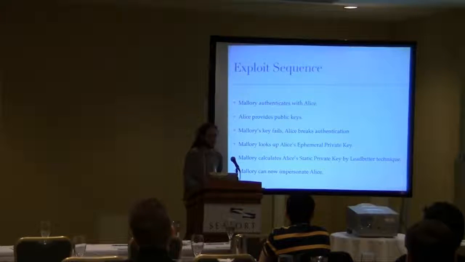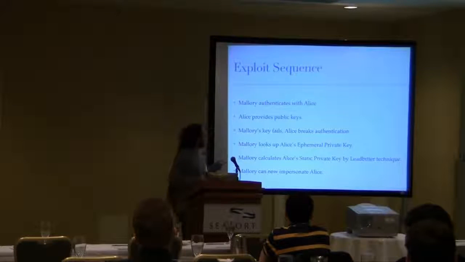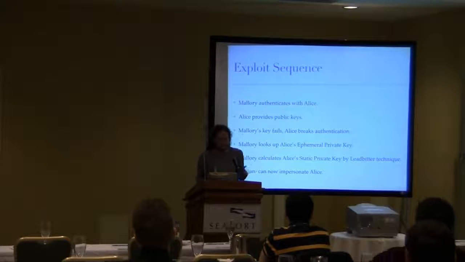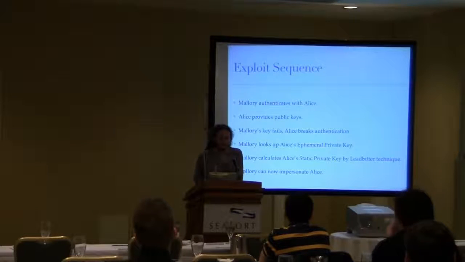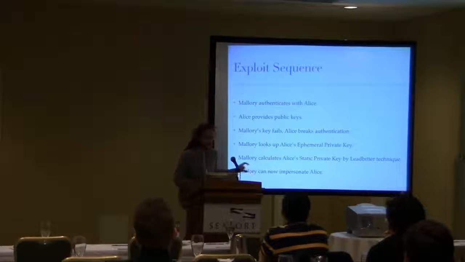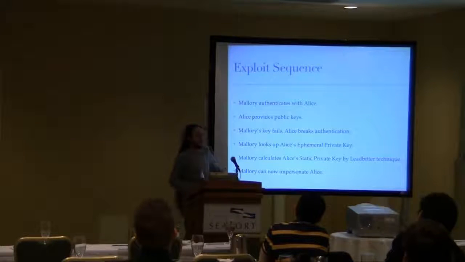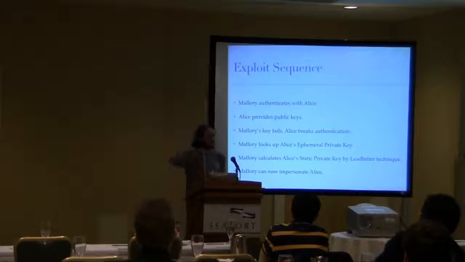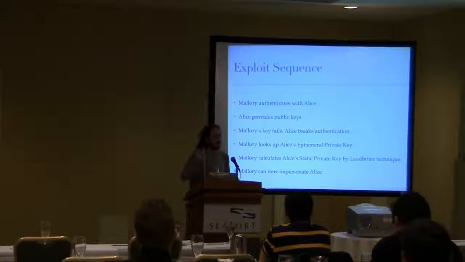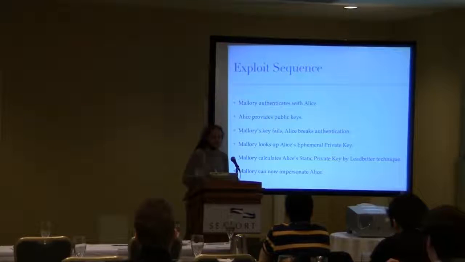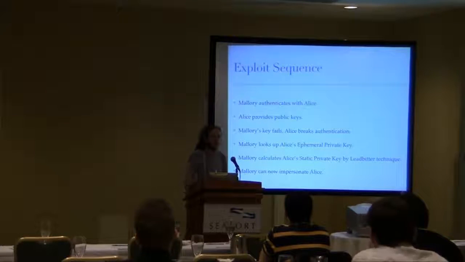And she can choose this to expose whatever information she wants of Alice's keys. She then looks up Alice's ephemeral private key in her 20 megabyte SQLite database. And then she calculates Alice's static private key using Leadbitter's technique. And she can now impersonate Alice. So during any other ECMQV exchange, she can present Alice's public key, knowing Alice's private key. And because the public key is signed by the certificate authority, everything works out.